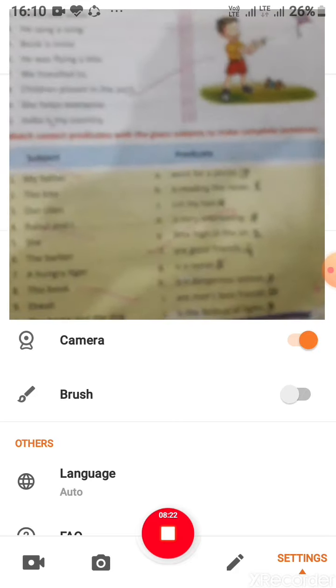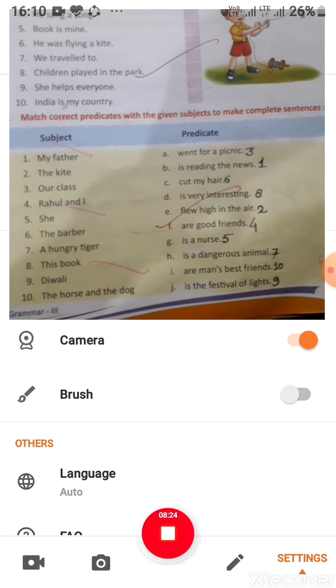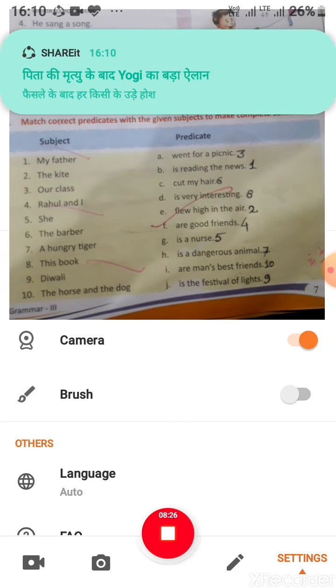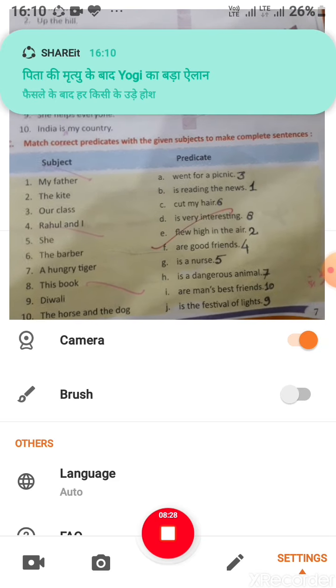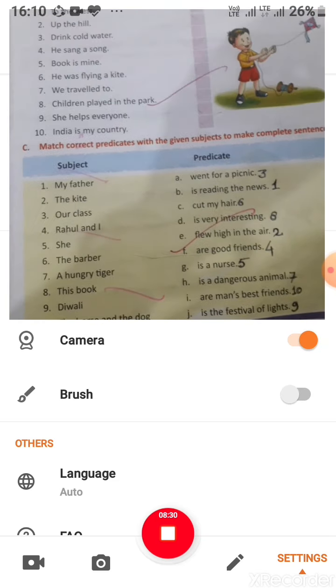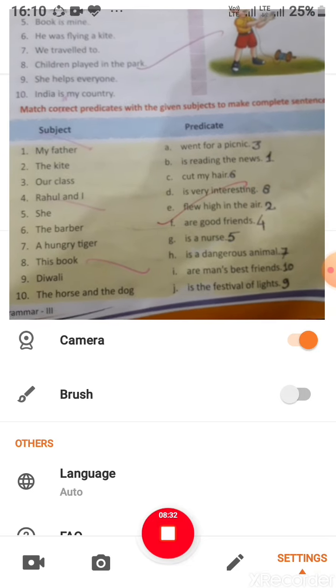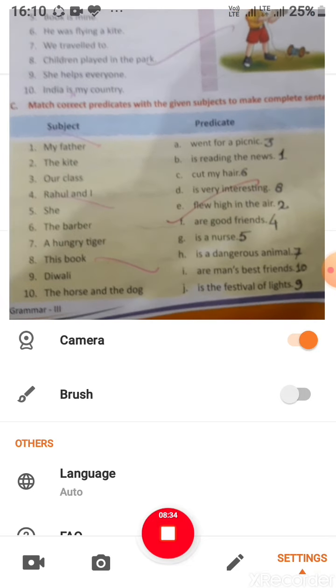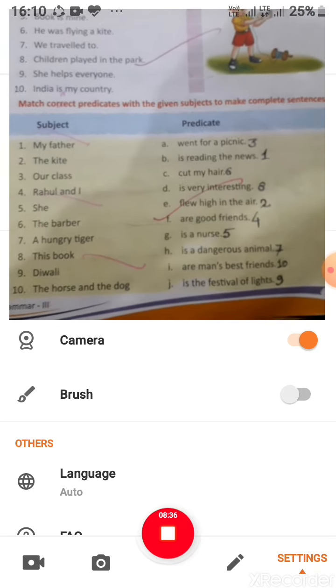Now here, match the correct predicate with the given subject. To make complete sense, we have to match the subject and predicate. You can see we have done it and you do a bit of work so that you might also be able to do this.